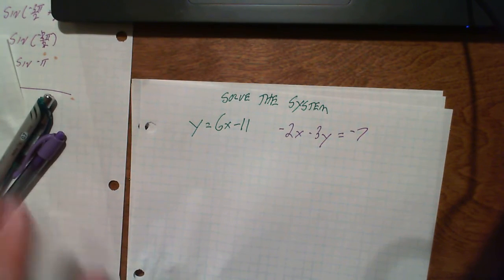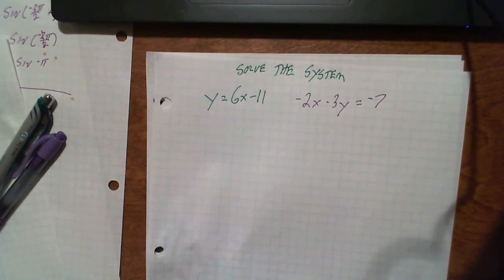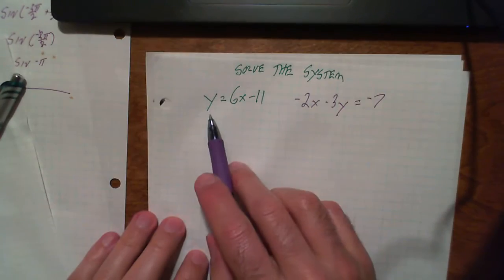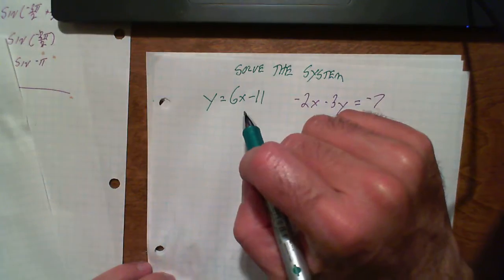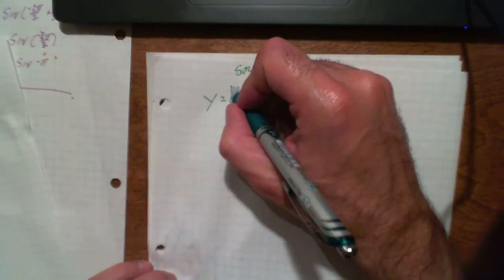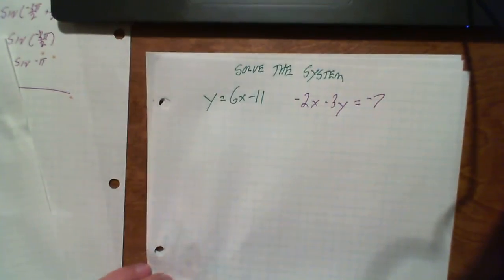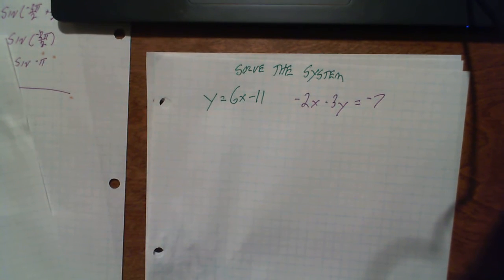Okay. Here's the next one. Solve the system using substitution. Now, same idea. Look at this. I got the y by itself. So again, y is equal to 6x minus 11. Why don't you go ahead and pause that and see if you can solve this on your own.